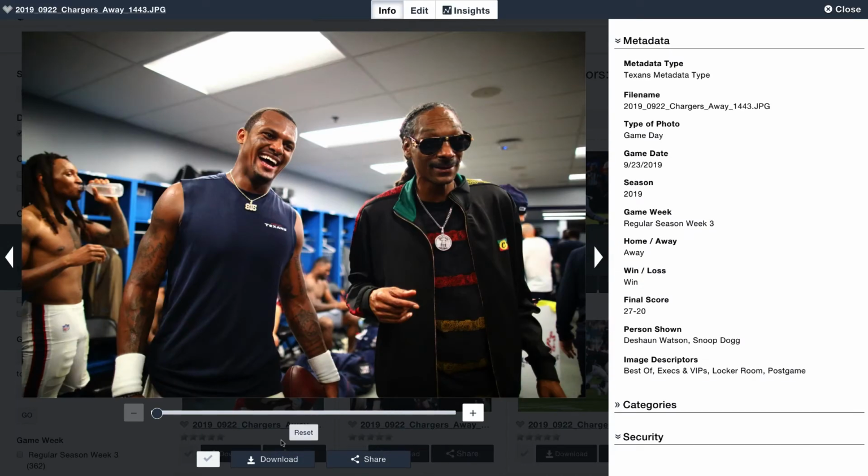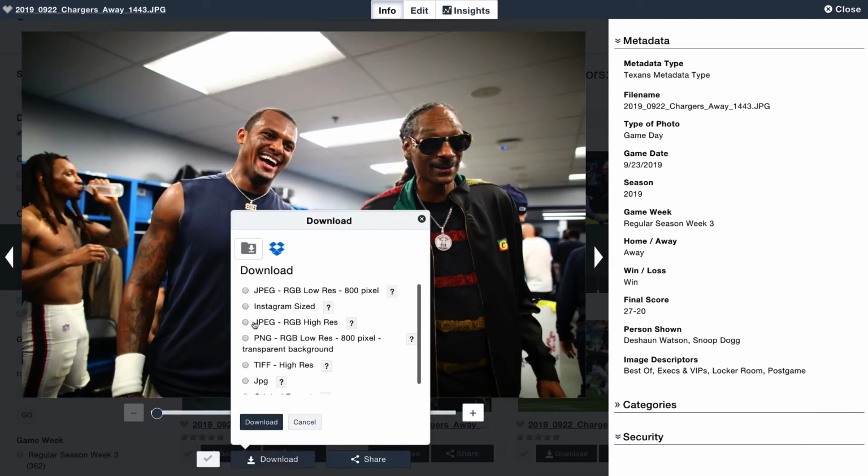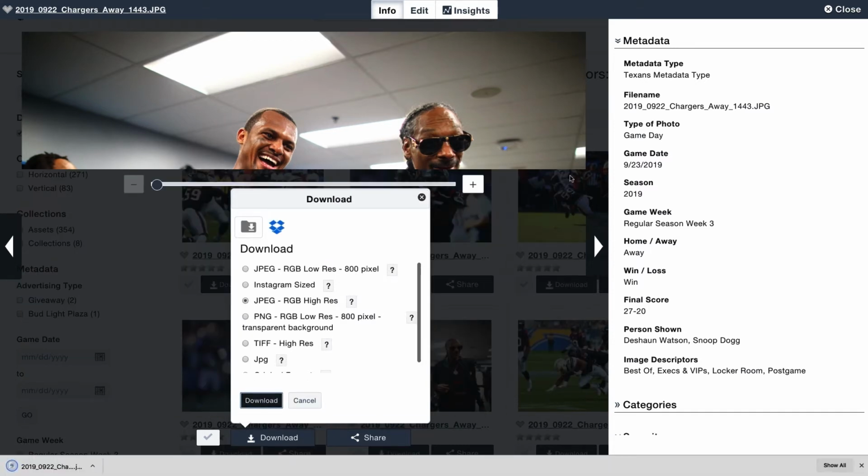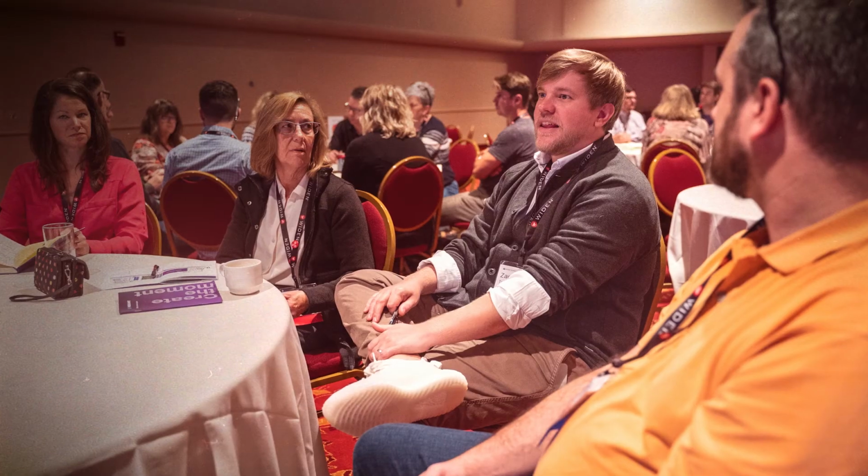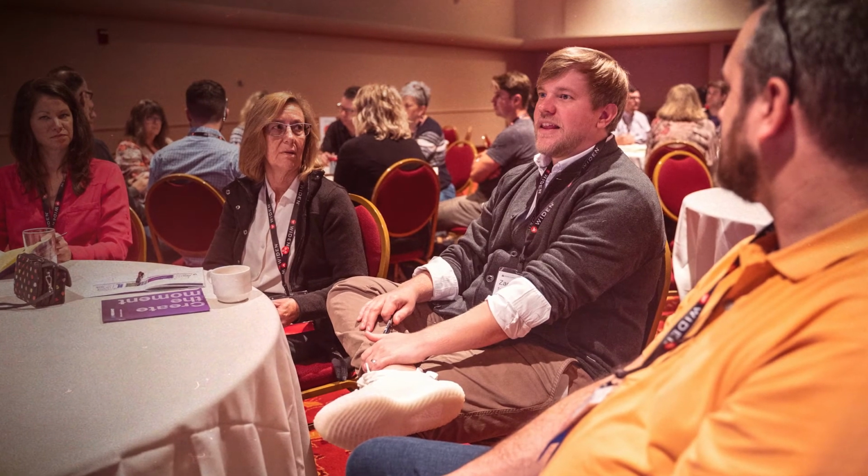As Widen has made it easier for people to find and leverage imagery, the more it has become an increasingly important part of how they do their job. Honestly, the relationships with the people that work for Widen have been some of my favorite. It's like, man, these people are really cool and really smart, and they're helping me solve my DAM problems.